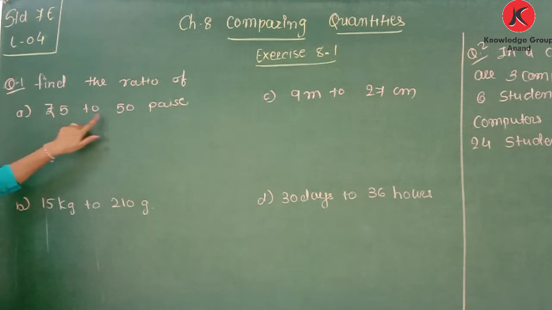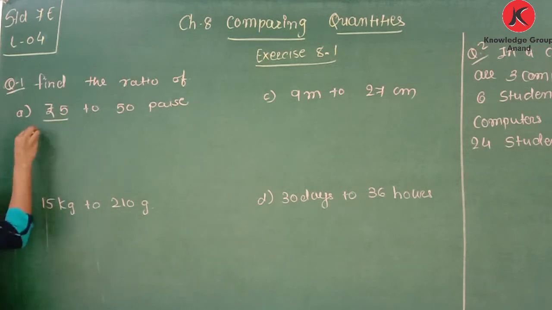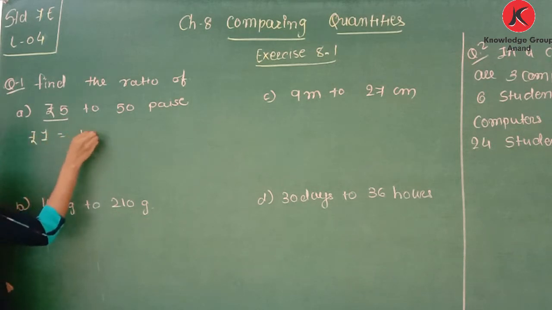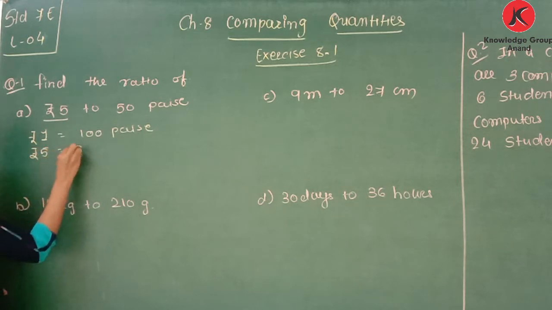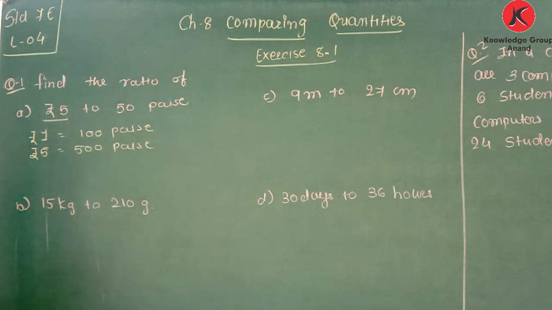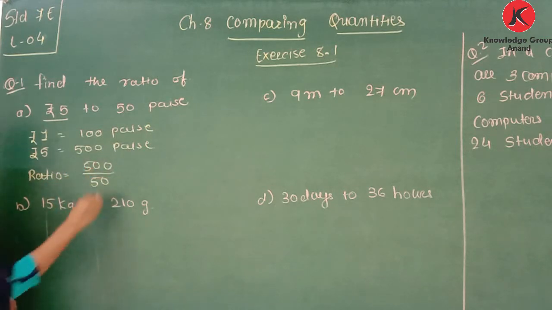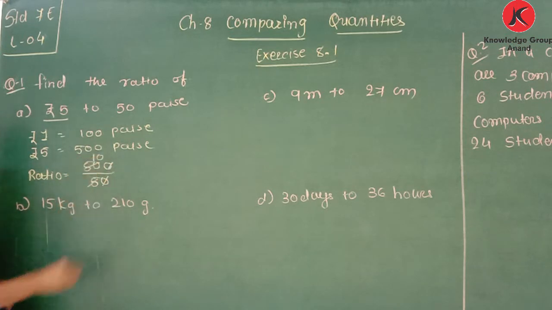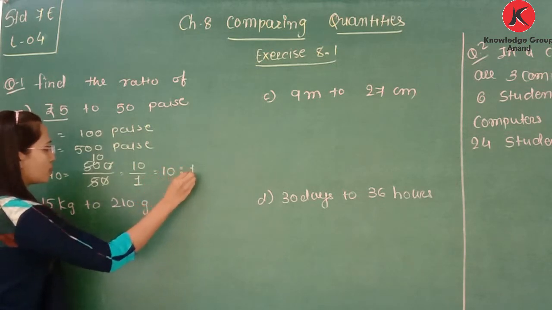Ratio of rupees 5 to 50 paisa. So here what we need to do first is convert the rupees into paisa. So 1 rupee is equal to 100 paisa. So 5 rupees is equal to 500 paisa. Now we have converted rupees into paisa. So the ratio will be 500 divided by 50. If there is a common factor, then you can cancel it out. So it is 10 by 1. So the ratio is 10 is to 1.